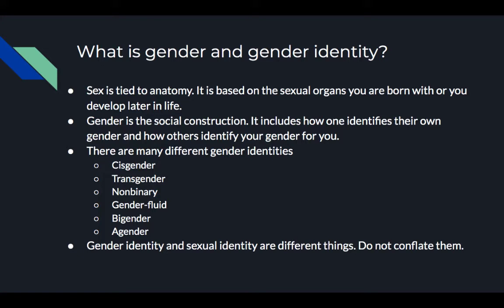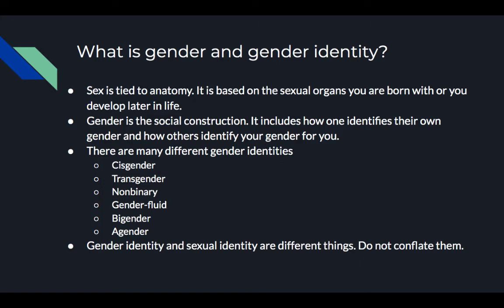Sex is generally associated with anatomy. So being male or female is generally associated with sexual, reproductive anatomy that you are either born with or that you develop later in life. And that can happen through surgery too, for sex reassignment. Surgery will change your sex, not just your gender.